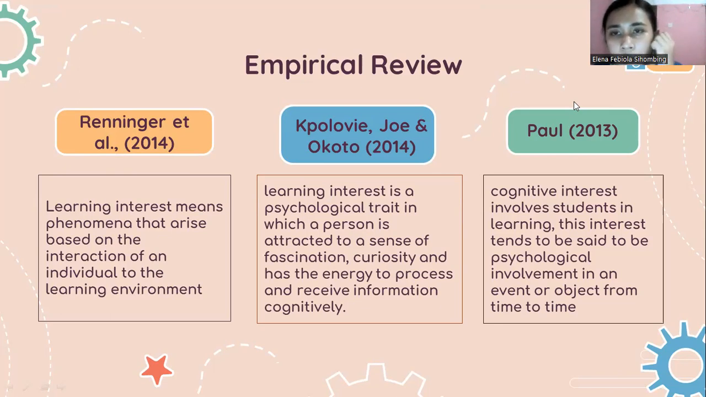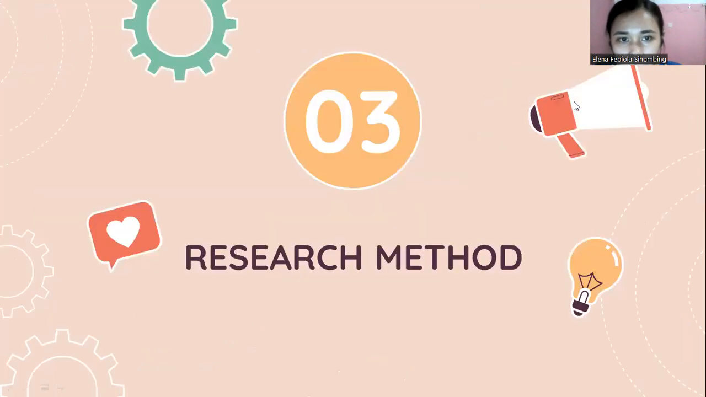The last is from Paul 2013. He said cognitive interest involves students in learning. This interest tends to be said to be psychological involvement in an event or object from time to time. So that is the theoretical and empirical review. The third chapter is about the research method.